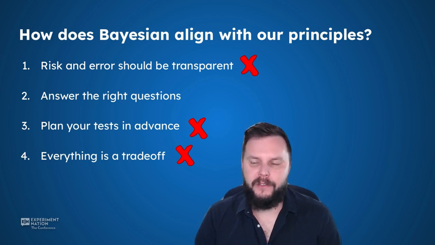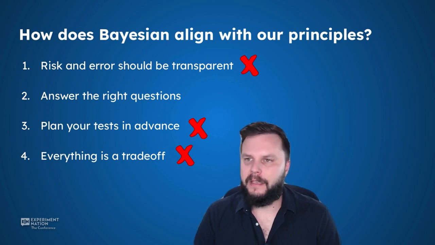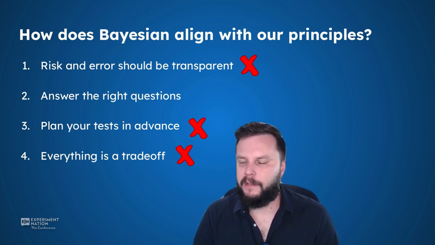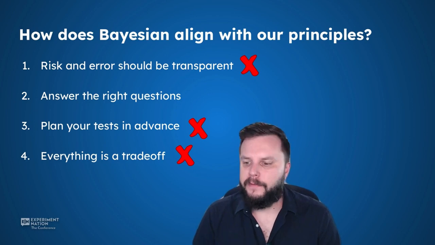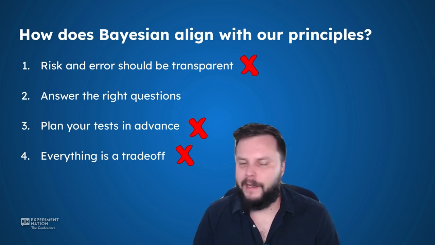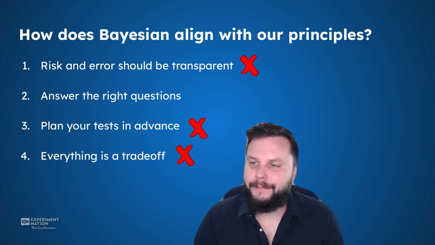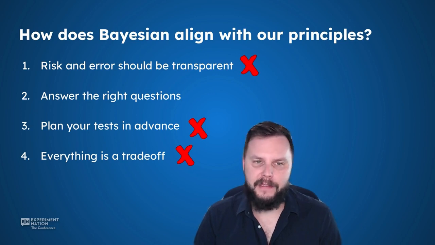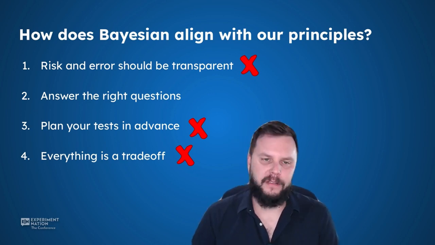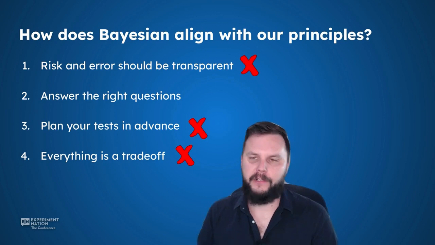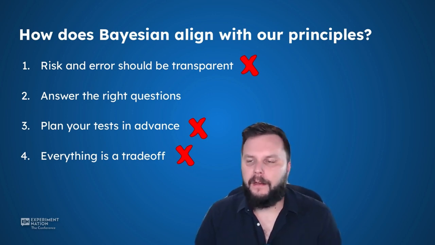Answering the right questions, I was tempted to put an X there too, but you could make the case that Bayesian is answering the question you want. This is a whole other area about posterior probabilities versus prior probabilities and stuff like that, and there's just not time to get into all these weeds. So I'll just leave off the X for now and say that you could make the case that Bayesian is answering at least some of the right questions if you want.